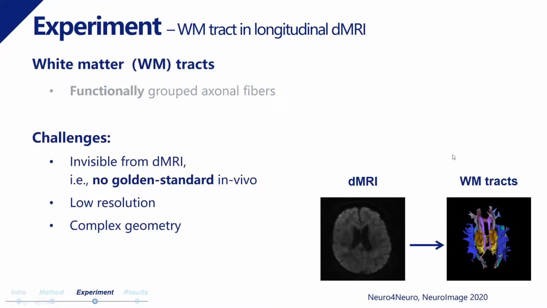Yet, from the figure on the right side, we know that the segmentation of white matter tracts is non-trivial. One of the main challenges in tract segmentation is that the tract cannot be directly identified from diffusion MRI, and there is no manually annotated ground truth in vivo. Also, white matter tracts can have complex geometry, where the image resolution for diffusion MRI, especially clinical quality diffusion MRI, is quite low compared with structural imaging.